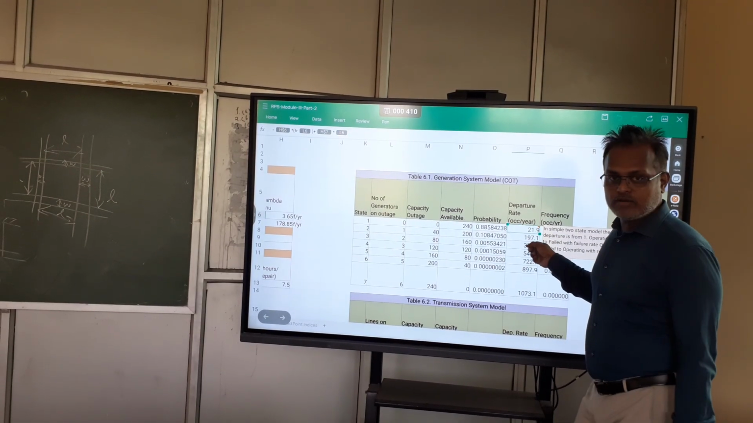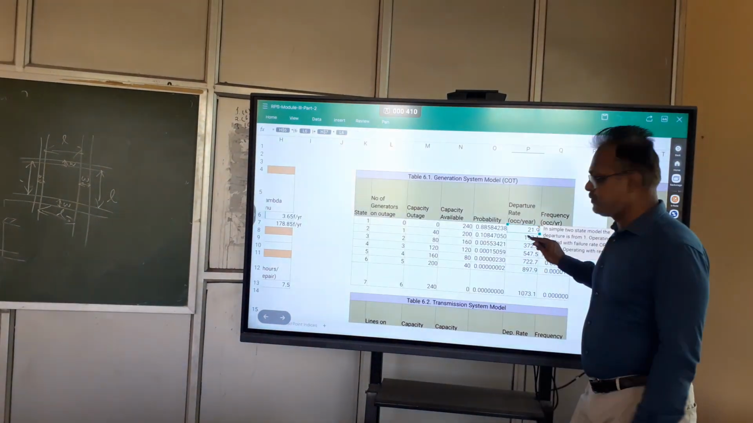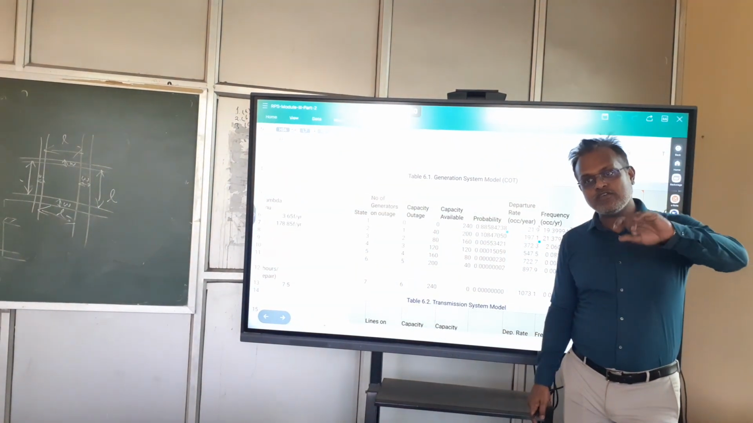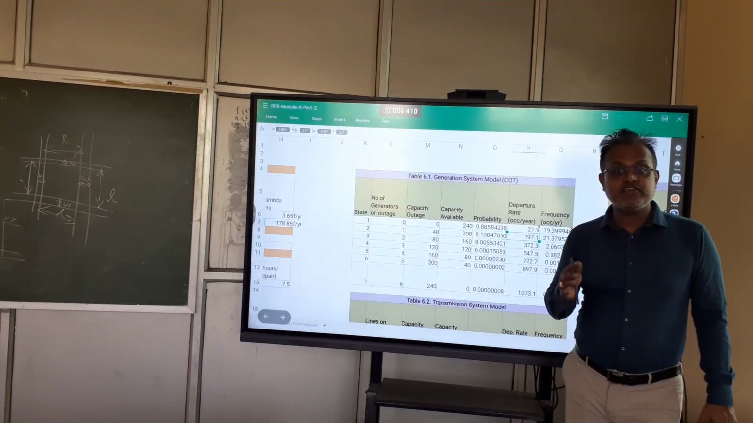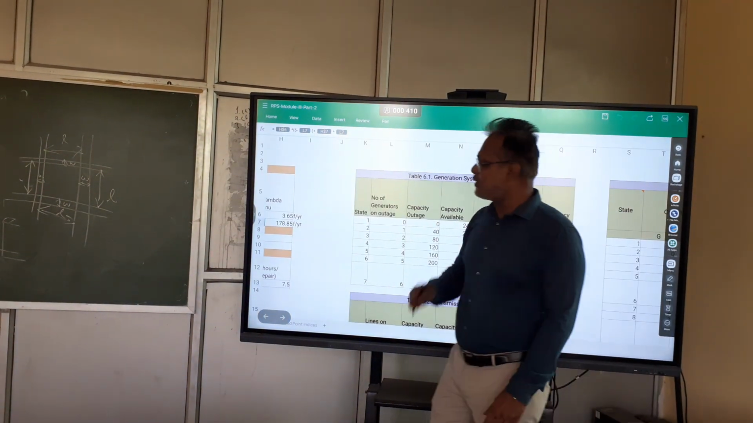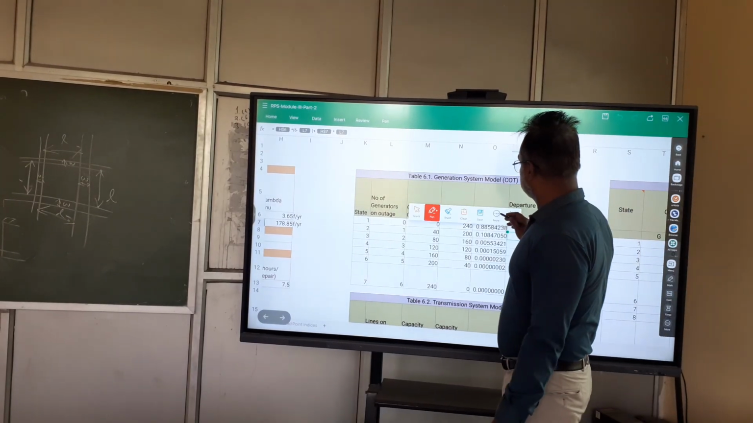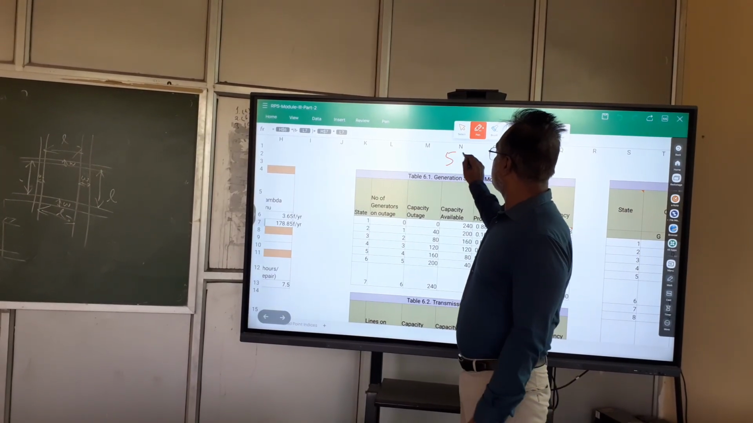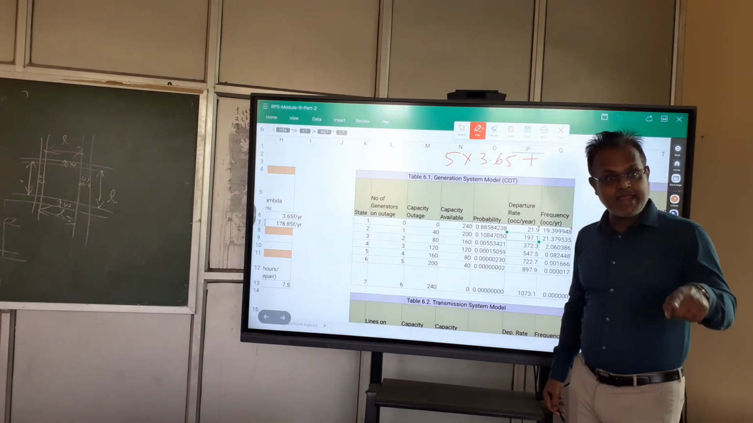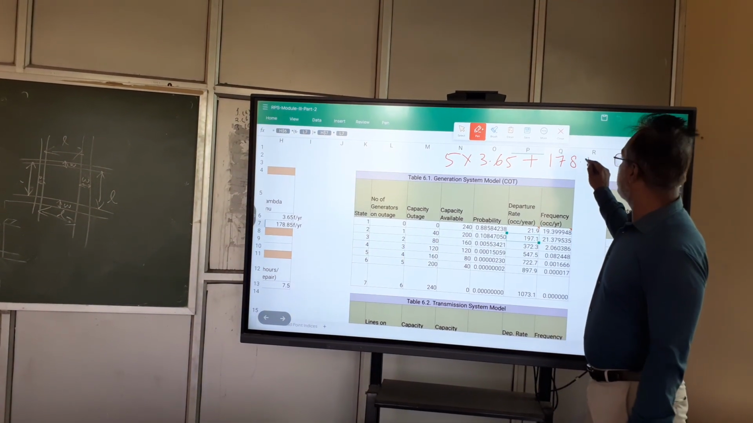Okay, if you use that formula, you get 21.9. Okay, clear? Again, for the second case, what will happen? Here, 5 generators are operating. One is already failing. So what is the departure? Departure can be 5 failures. That means 5 into 3.65, which is 18.25. 5 into 3.65 plus 1 generator has failed. It can be repaired. Plus 178.85.